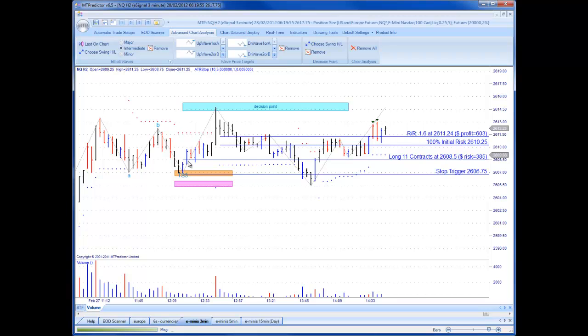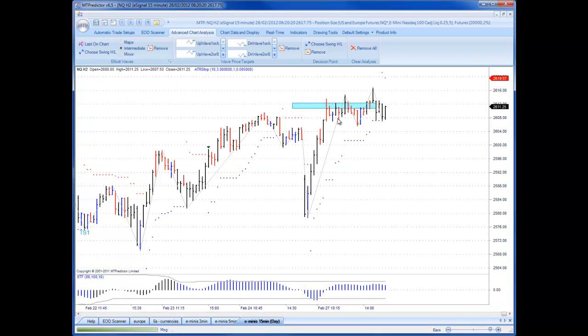So even though the market did not go up to the initial levels suggested on the 3-minute chart, you could have still come out with a nice profitable trade, because you knew that the markets were bumping into 15-minute resistance on the 15-minute charts. And that's a good example of how we use multi-time frame analysis in MTPredictor.